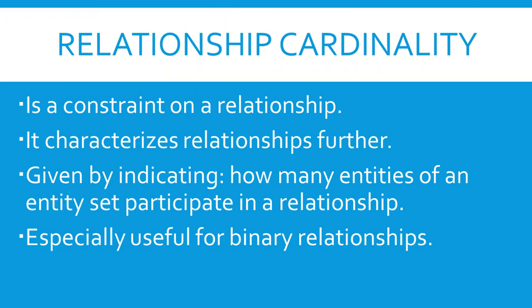We are talking about relationship cardinality as an additional constraint on a relationship. It tries to characterize the relationship more precisely by specifying how many entities of one set may relate with another entity in another set as a part of the relationship. So, primarily by cardinality, we are indicating how many entities in terms of one or more are related to entities from another set in forming a relationship. This is a very useful concept for binary relationship where two entity types or two entity sets are related.